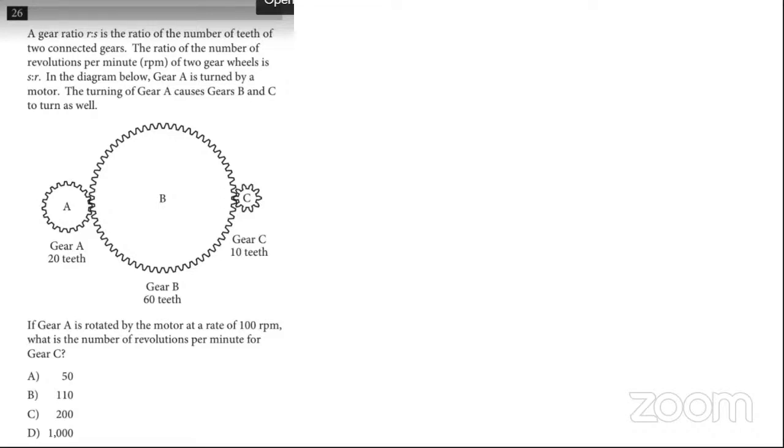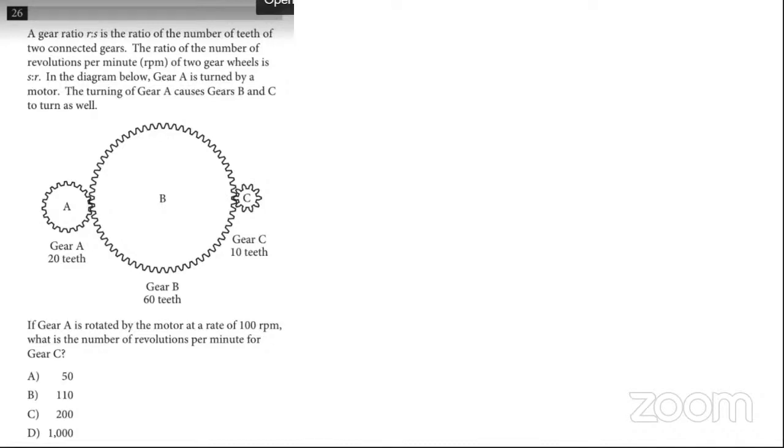Okay, now let's keep that aside. Now, what is the question? If gear A is rotated by the motor at a rate of 100 RPM, what is the number of revolutions per minute for gear C? Well, easy. Let's see.